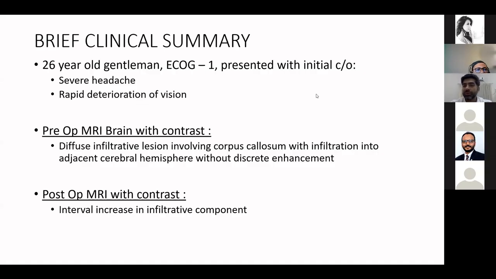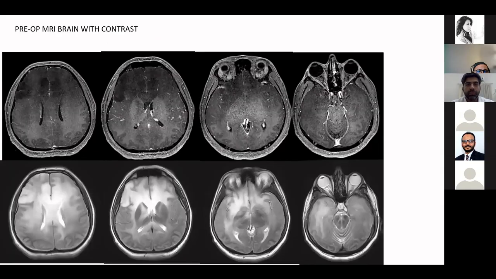So, Dr. Maham, would you be presenting this case? Yes, I'll be presenting this case. All right. So the next case is of a 26-year-old gentleman. He was ECOG 1, presented with complaints of severe headache and rapid deterioration of the vision. MRI showed a diffuse, non-enhancing lesion involving the corpus callosum, infiltrating into the adjacent cerebral hemispheres without any discrete enhancement. He underwent surgery, an image-guided craniotomy and maximal safe resection, and post-op MRI was done that showed interval increase in the infiltrative component.